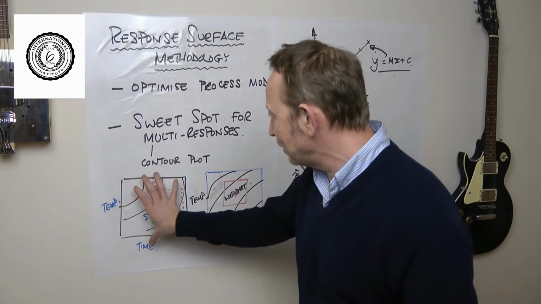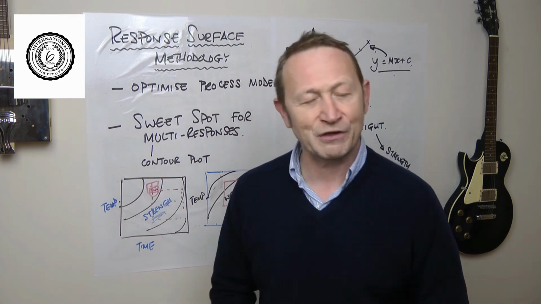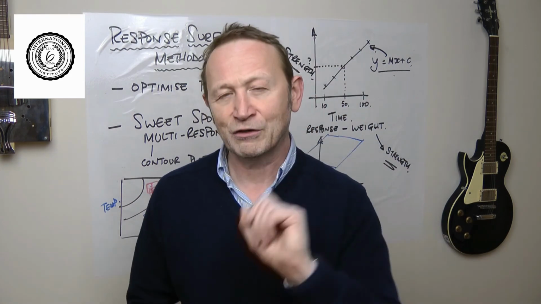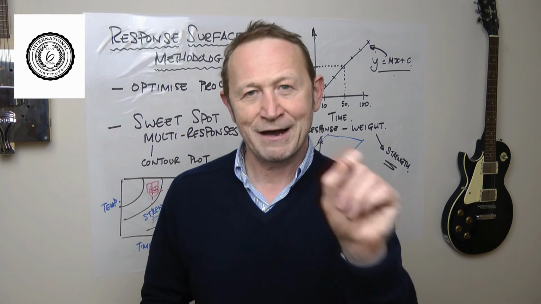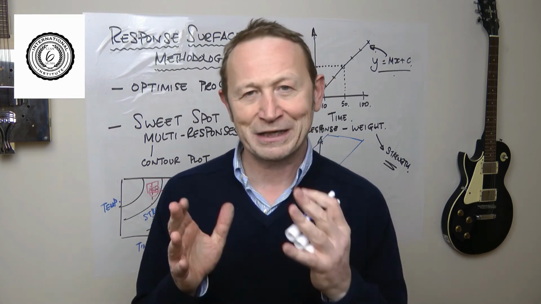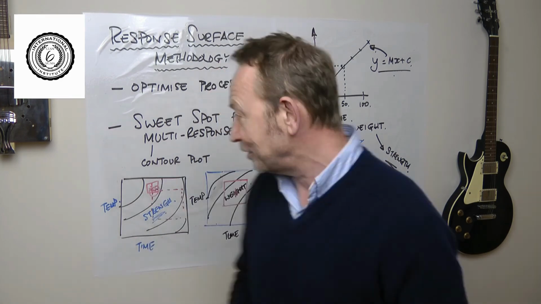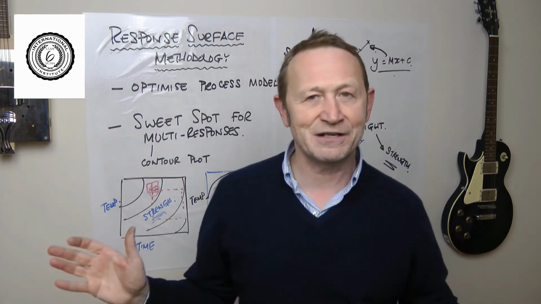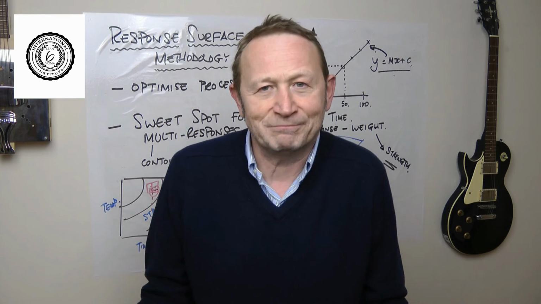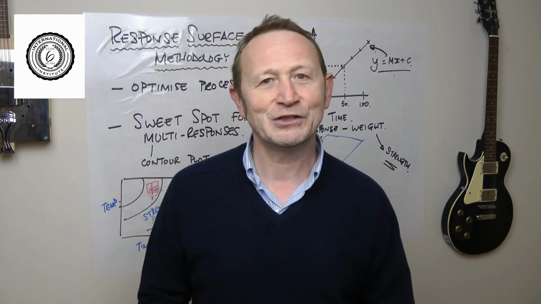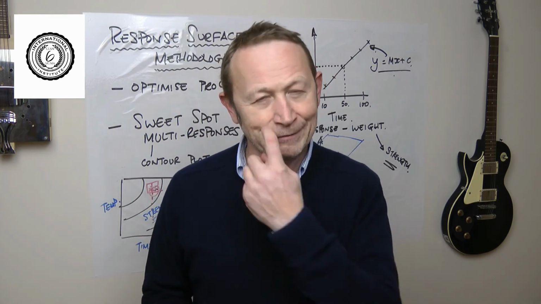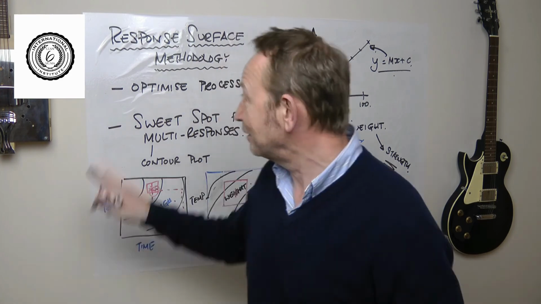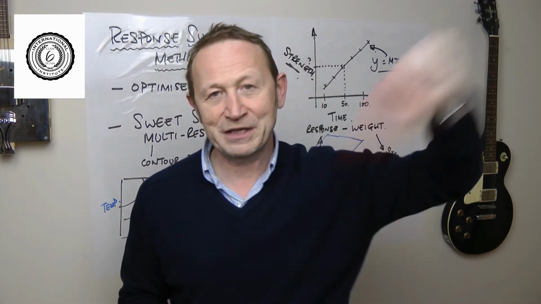What we do is we lay those two contour plots over the top of one another. We look for the sweet spot region, and that is the point where we can hit both targets at the same time. Now this technique and this technique today, we don't need them. The computer does the work for us. So the computer will tell me where the peak of this curve is.